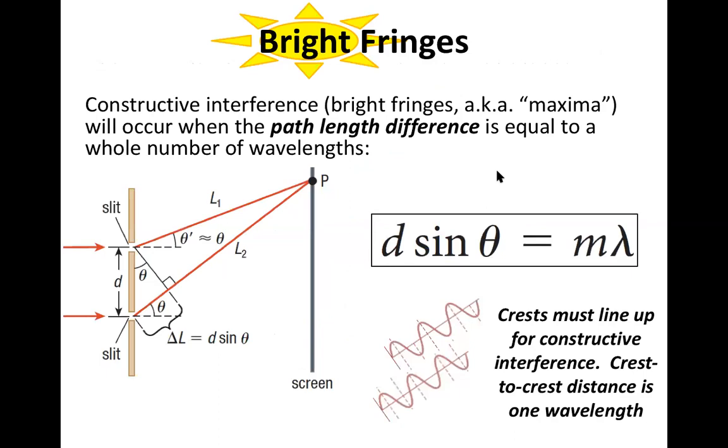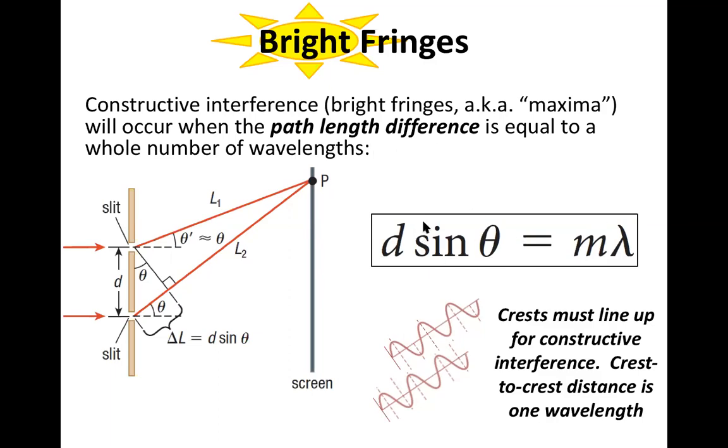So let's talk about the bright lines. Those are called bright fringes. Those happen when there's constructive interference, and it's when there's a path length difference that is equal to a whole number of wavelengths. So if you look at this at an angle, they're traveling at a different angle, but somehow the crests have to line up. The crests will line up if the path length difference is like 5 times wavelength, 20 times wavelength, so a whole number of wavelengths.